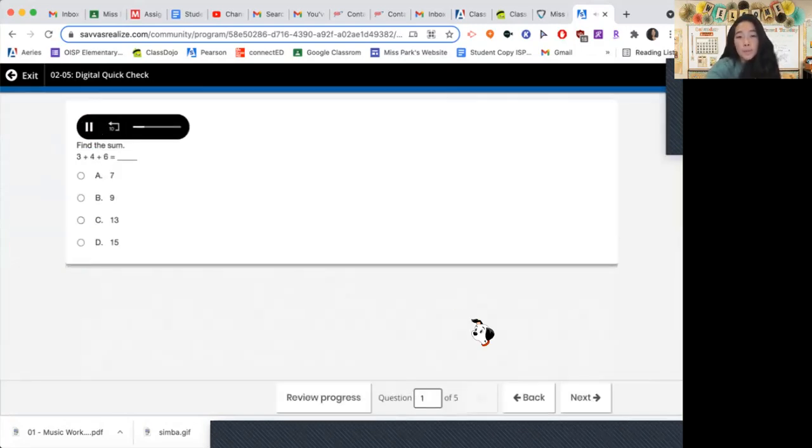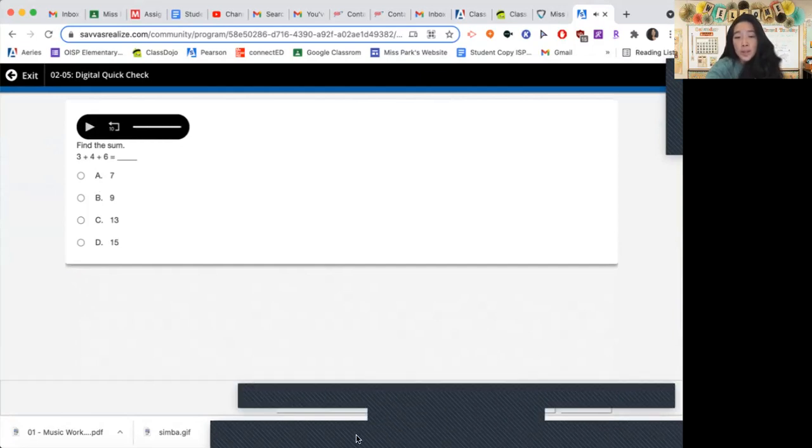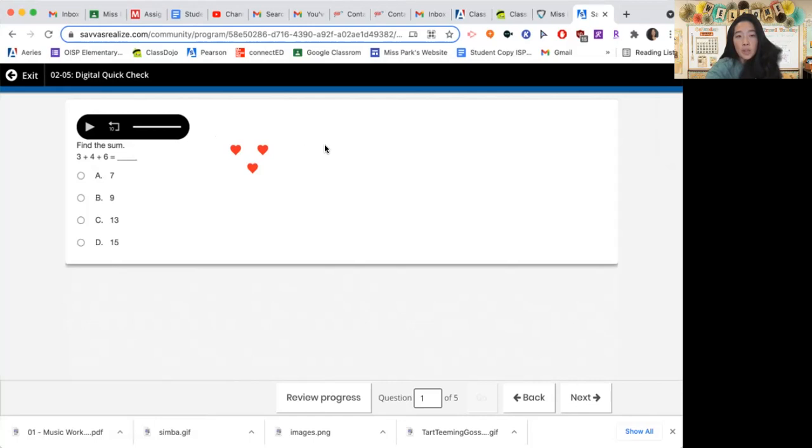Find the sum. So there are multiple ways to do this. One way is you guys can draw pictures or draw models. So 3, 1, 2, 3, plus 4, 1, 2, 3, 4, plus 6, 1, 2, 3, 4, 5, 6. And then I'm going to count all of these. 1, 2, 3, 4, 5, 6, 7, 8, 9, 10, 11, 12, 13. So that's one way to find the answer. You can draw the pictures and add them up.